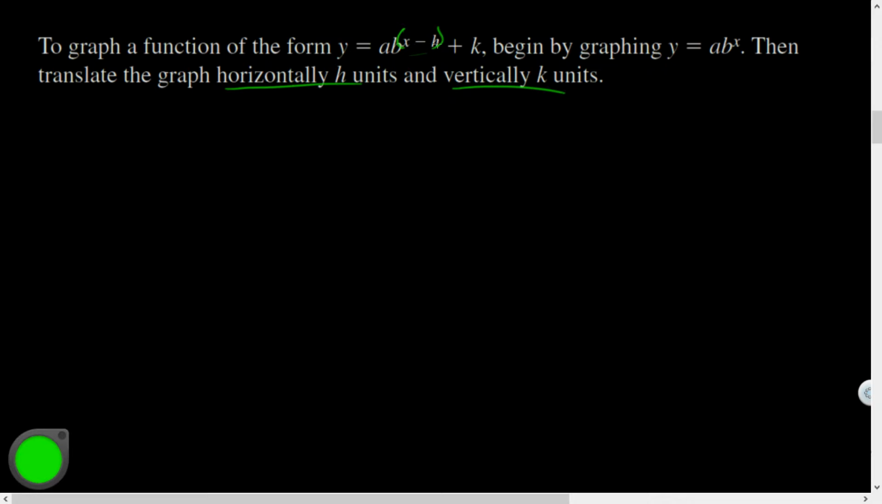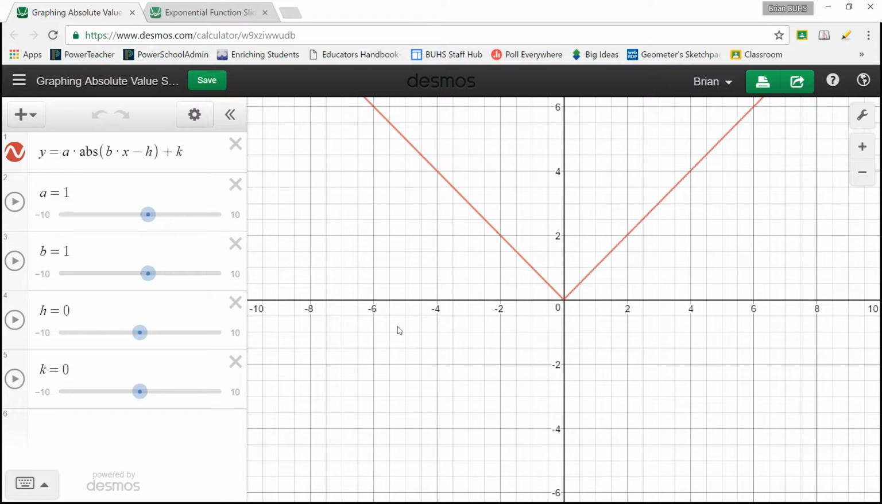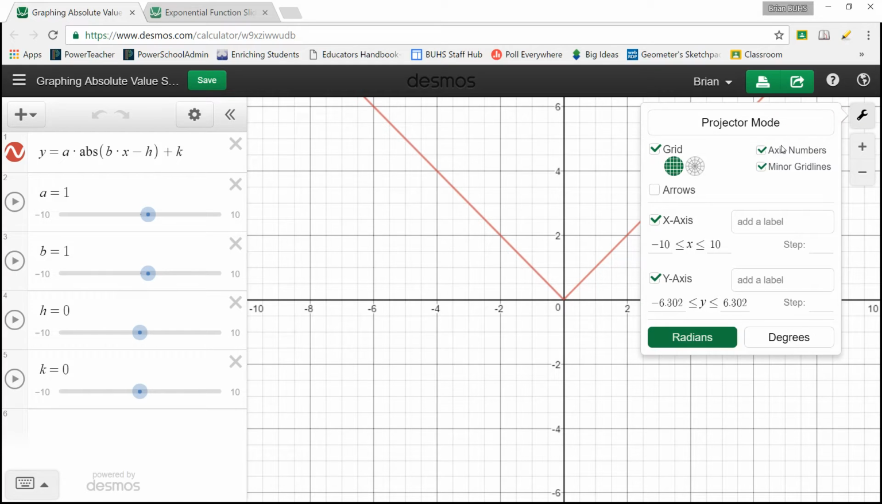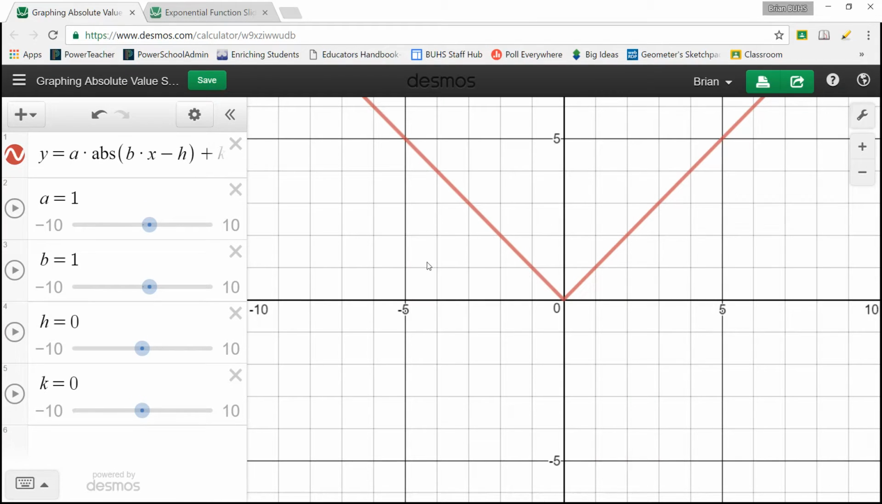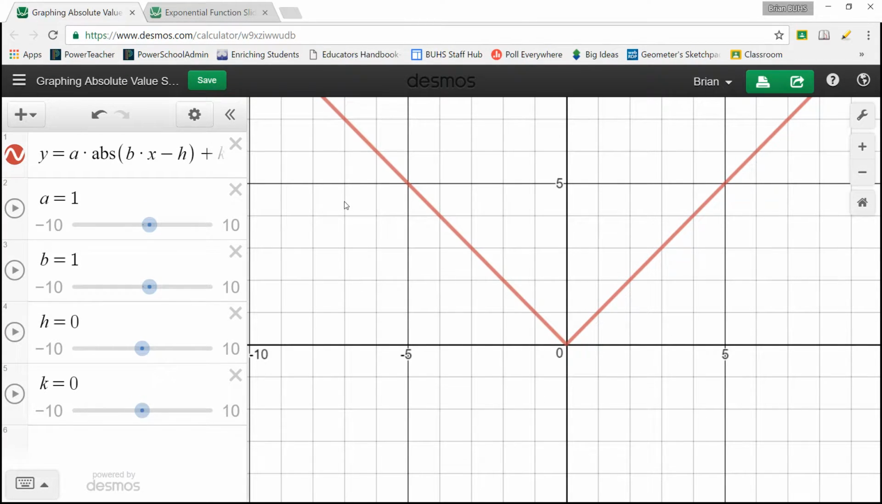And notice that it does the weird opposite of h thing. Opposite of h is what I end up getting. And so this is going to be a little bit interesting, but it is actually something we've done before. If you recall, actually, let me switch this to projector mode. Shows up a little bit more solid.